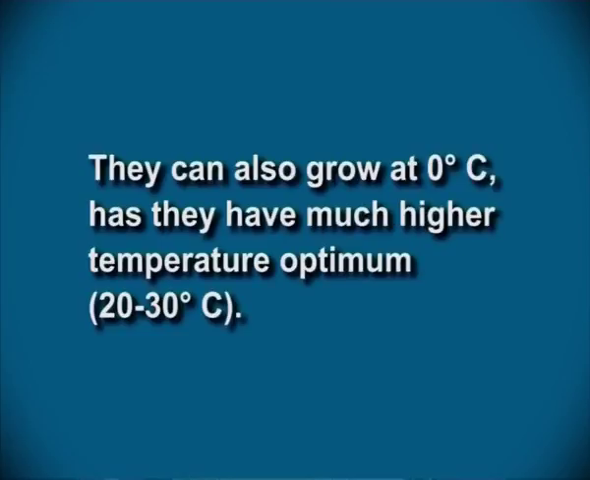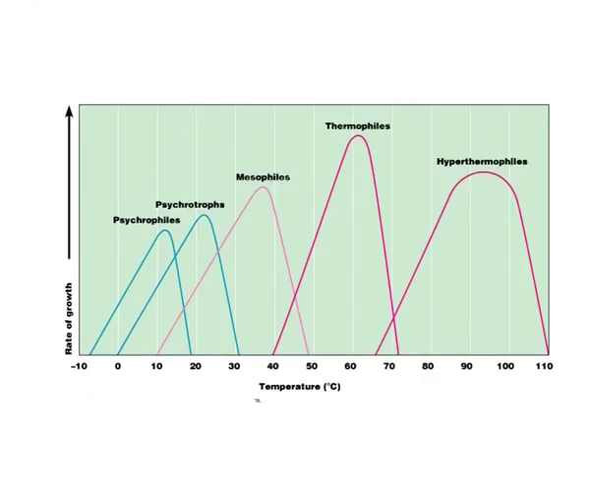Psychrotrophs. They can also grow at 0 degrees centigrade, as they have a temperature optimum between the range of 20 to 30 degrees centigrade. Figure 7 shows the classification of microorganisms on the basis of preferred growth temperature.